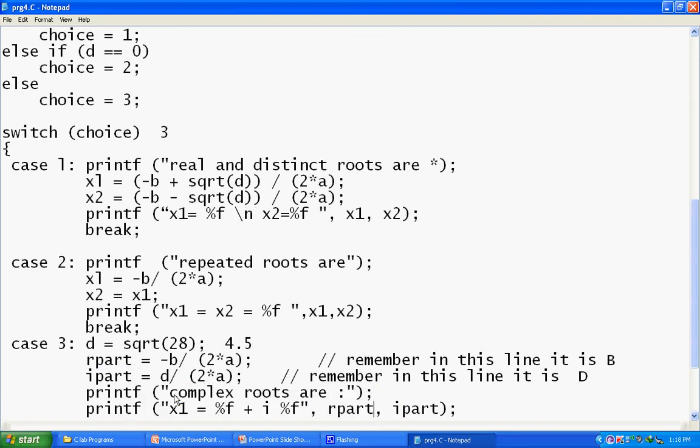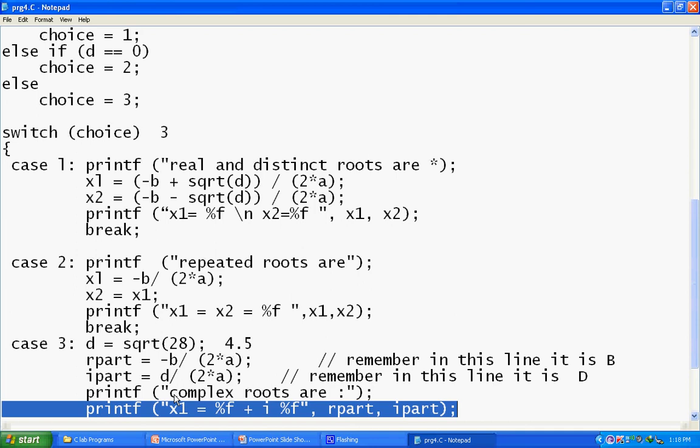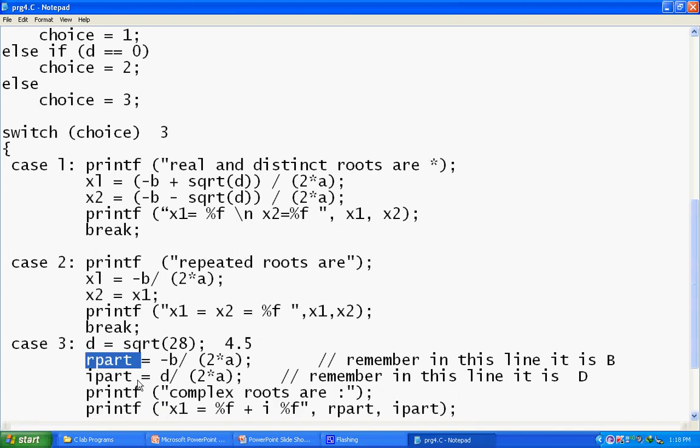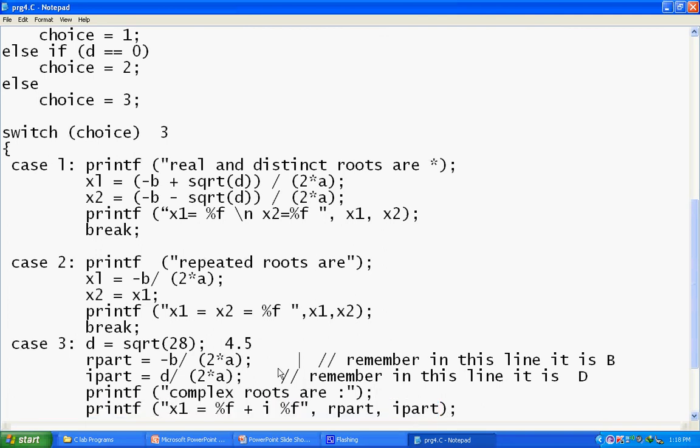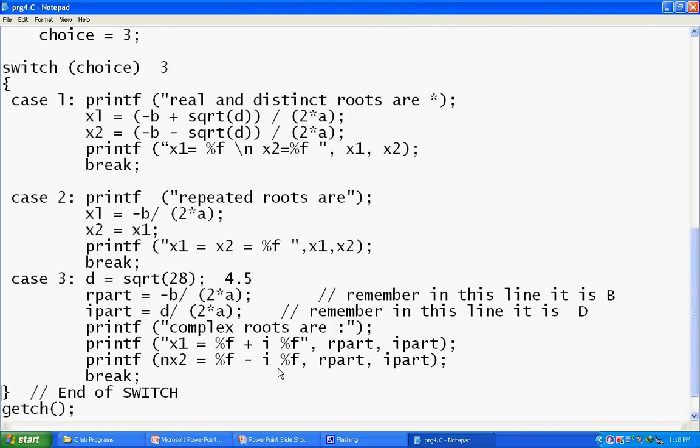Then the printf statement is printing complex roots onto the console screen. With the help of printf, I am going to print the value of x1 and x2 that I calculated here, that is, the real part and the imaginary part, which I got from the calculation.